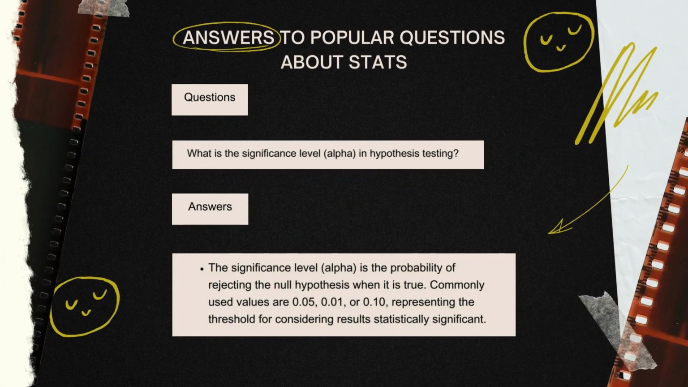Question: What is the significance level, alpha, in hypothesis testing? Answer: The significance level, alpha, is the probability of rejecting the null hypothesis when it is true. Commonly used values are 0.05, 0.01, or 0.10, representing the threshold for considering results statistically significant.